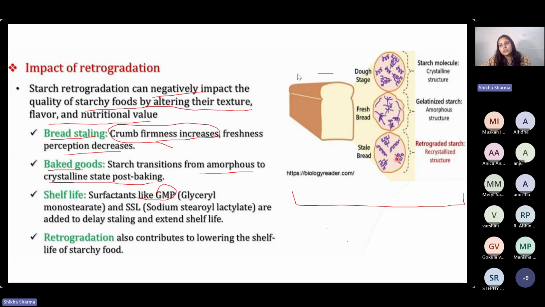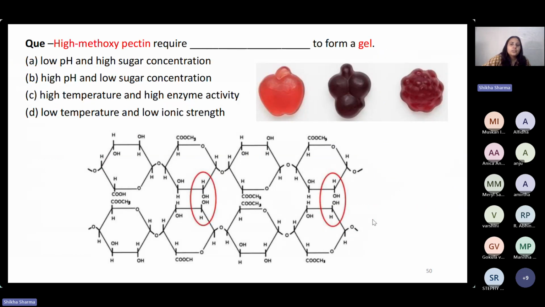So if we see here this bread, the bread dough will be more crystalline. After that it will gelatinize, and because of gelatinization the starch will go into an amorphous structure. But when there is staling of the bread, recrystallization will happen again in the structure. I hope this question is clear. Until here, all the questions are clear.